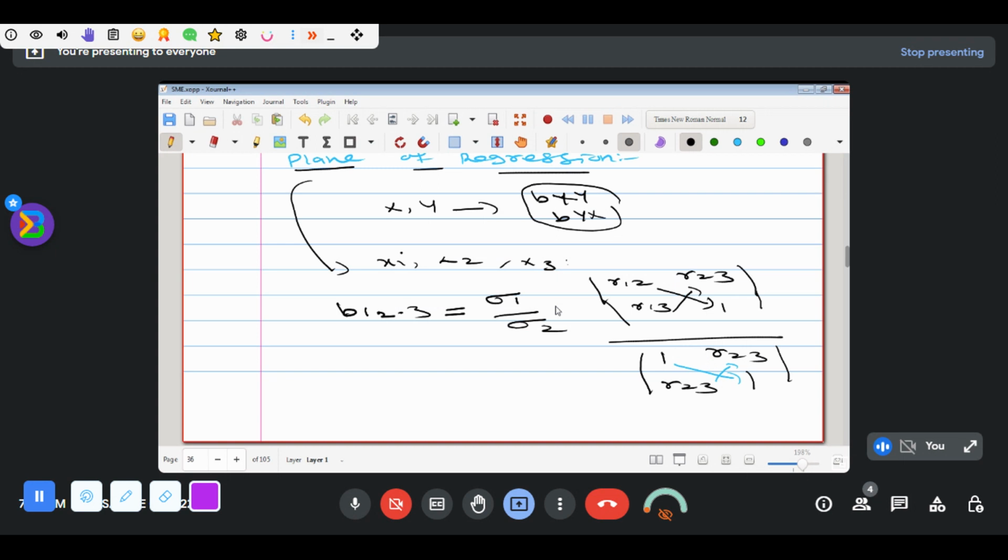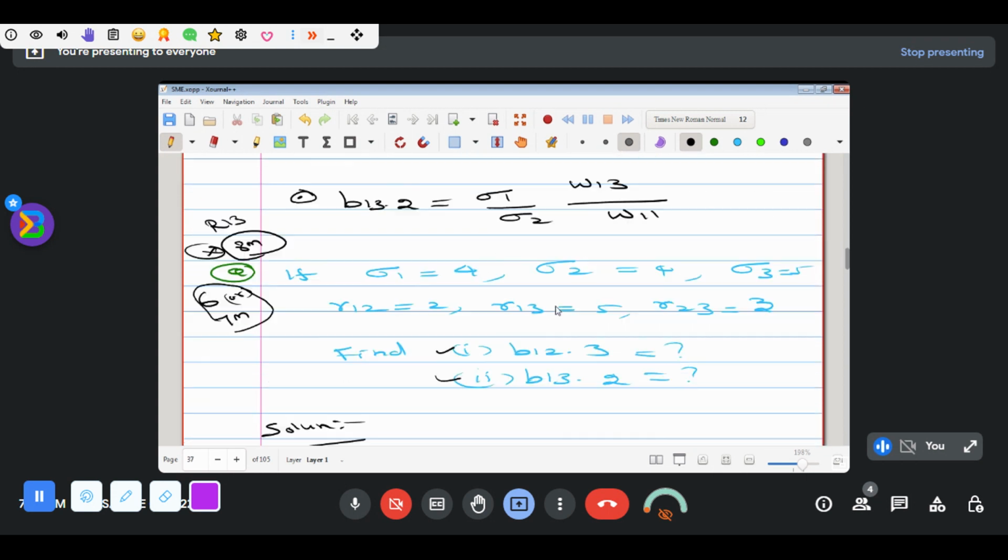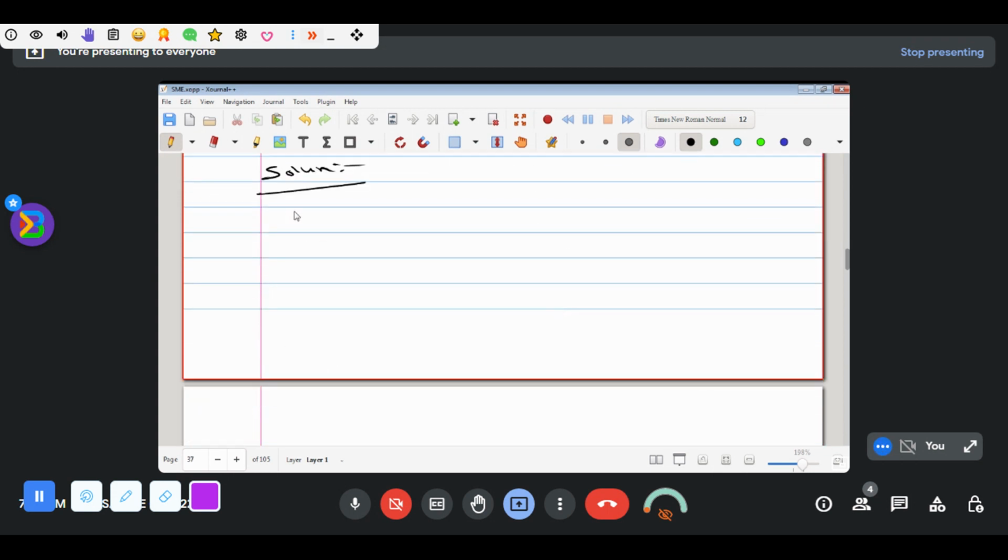P12.3 equals sigma 1 divided by sigma 2, where the numerator values and the denominator values are given. Therefore, I am using the first concept. First of all, I will write the formula: P12.3 equals sigma 1 divided by sigma 2.